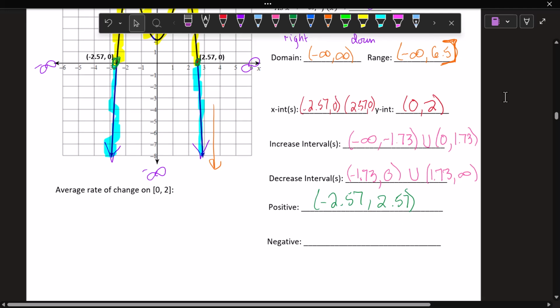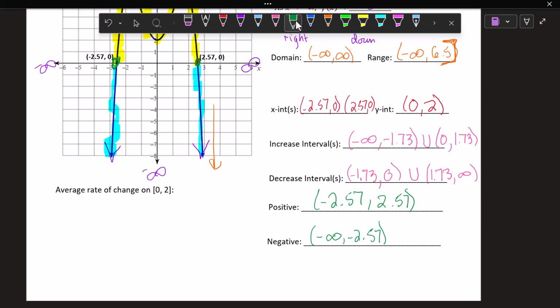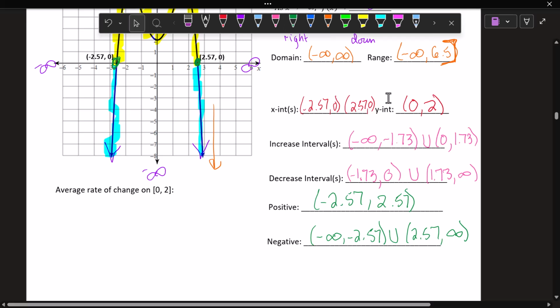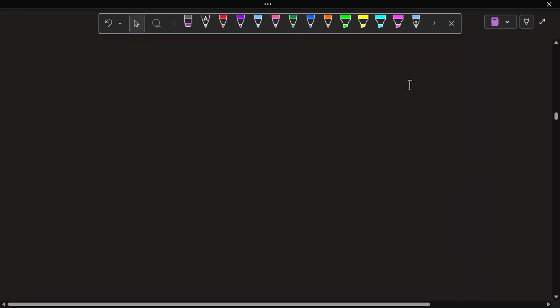The negative interval would be the two blue parts here. So this first one starts all the way on the left, negative infinity, because we can't see where it starts, and it stops at negative 2.57, where the yellow starts. Union. Similarly, the second blue section starts at 2.57, but then it keeps going to the right forever, so it's positive infinity. So not nice numbers, but same idea that we've been dealing with.